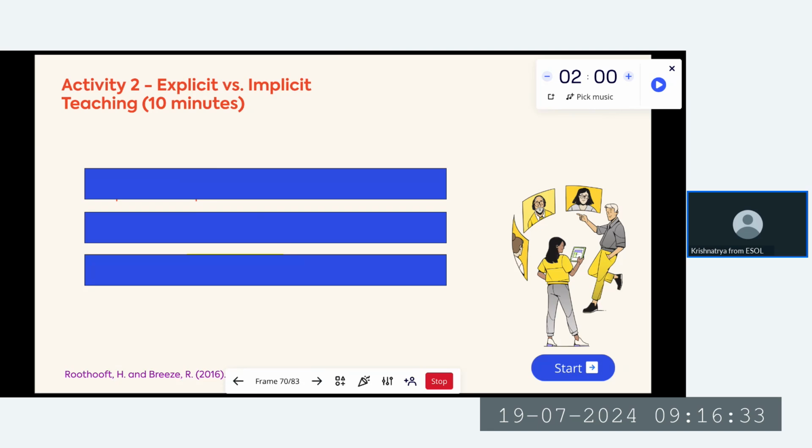Okay, Aditi says no idea, no problem. Any other person? It's quite similar to inductive teaching and deductive teaching. We discuss it in more detail during our TESOL program and other teacher training programs. Lovely. Thank you, Devashri. Devashri says explicit means we tell them the answers. Implicit means we guide them. Okay.